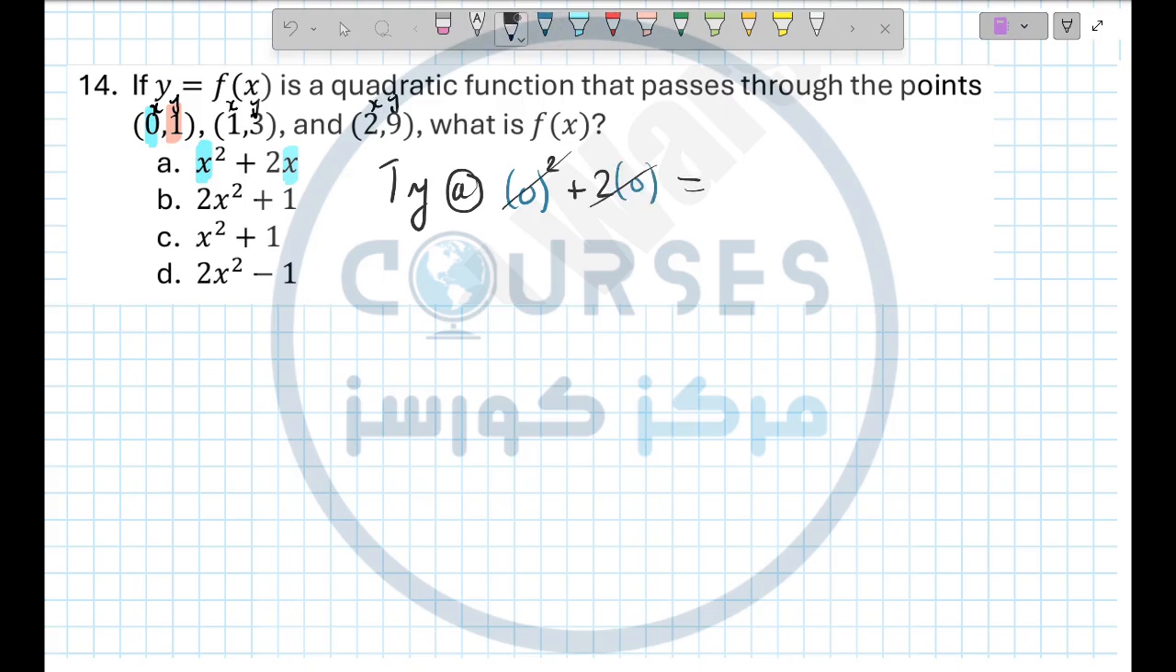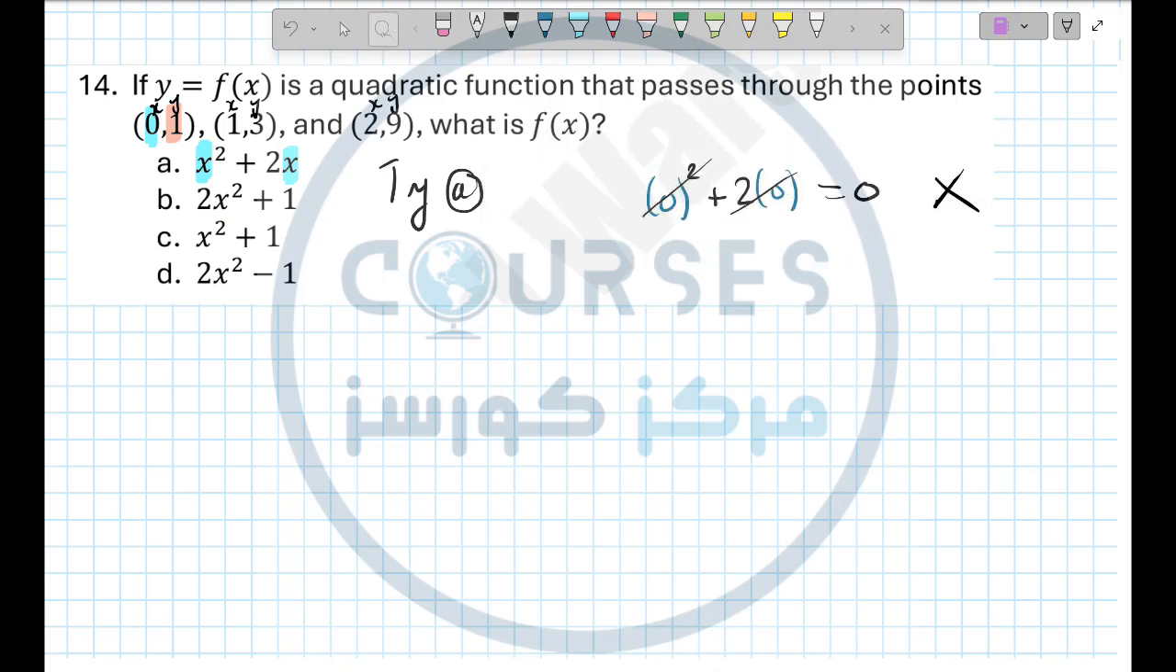This is 0, this is 0, so this is equal to 0. It was supposed to be equal to 1. For this one, no, you don't have to continue testing the other 2 points. If 1 point failed, that's it. This was which point that we tried? Let's put this to the right. This was the first point, which is 0 and 1.